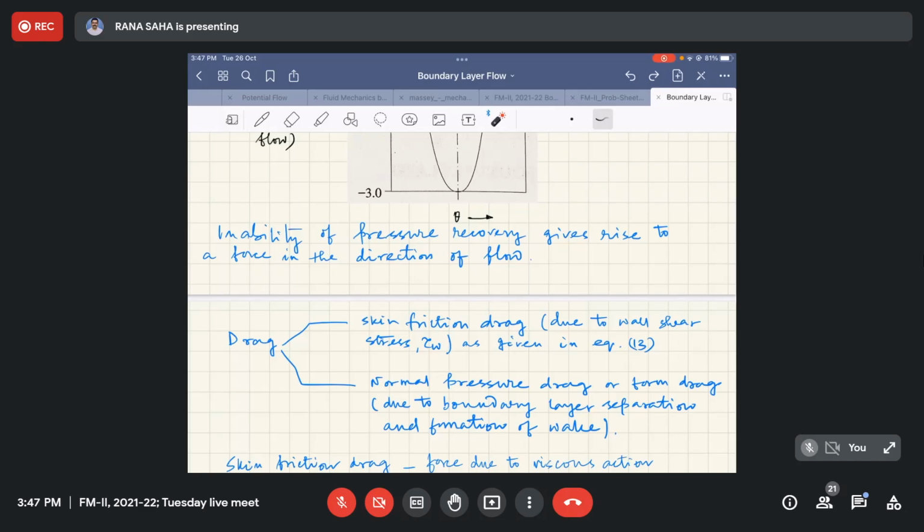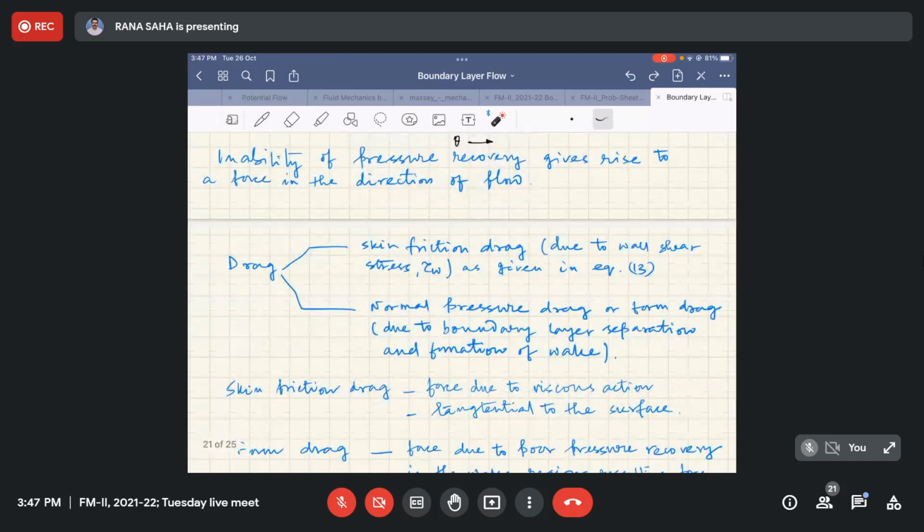Because of this deficit in the recovery of pressure, we are having another type of drag force, which is known as normal pressure drag or form drag. That is due to the boundary layer separation and formation of wake. So it is because of this formation of wake after the point of separation, you have a pressure which will remain as it is at the very starting point of separation, and it is definitely not the pressure at the frontal side, or the pressure at the beginning of the body surface.